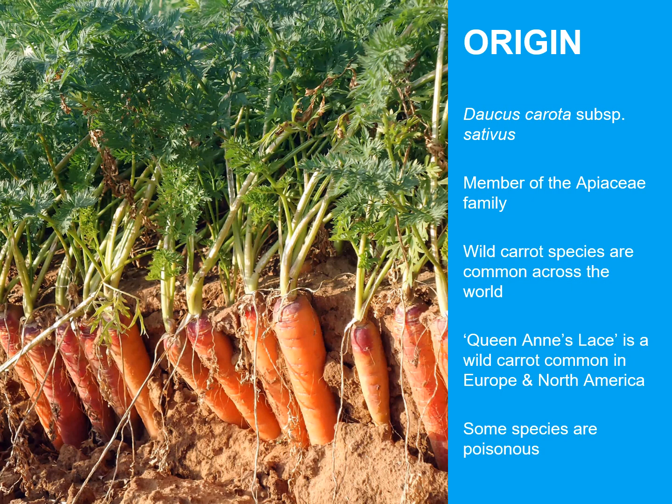So the Latin name of domesticated carrot is Daucus carota, subspecies sativus. They're a member of the Apiaceae family of plants, and they're characterized by feathery leaves, and they have what's called an umbelliferous flowering structure, and I'll come on to that in a little while. Wild carrot species are common across the world. There are particular types native to Europe and North America, such as Queen Anne's lace, which is a common wild carrot.